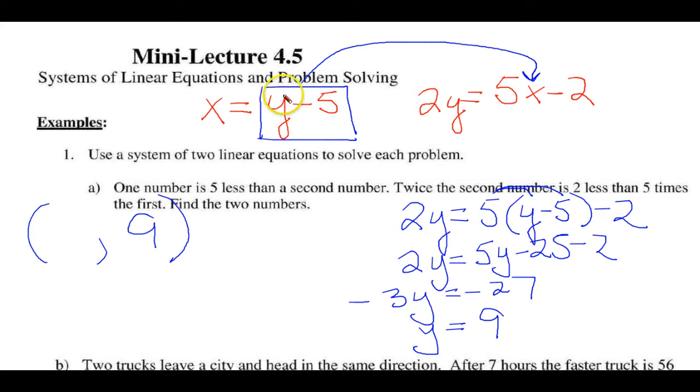Now, if y is 9, you can put it right there. 9 minus 5 is 4. Now, often in these word problems, they don't want it as an ordered pair. They might say, what's the smaller number, what's the larger number, or list the numbers and separate them with a comma. You don't necessarily need the parentheses. So this one wasn't too bad.